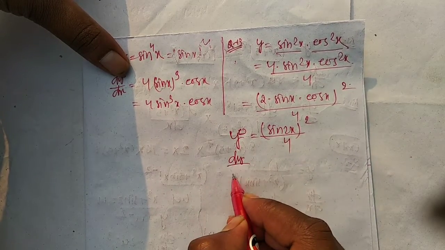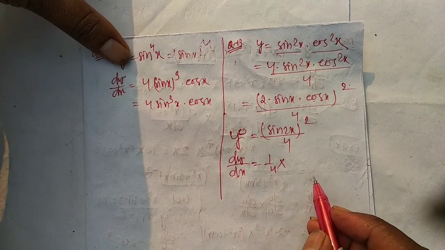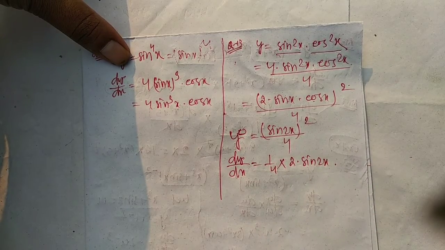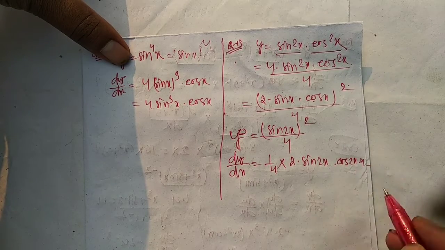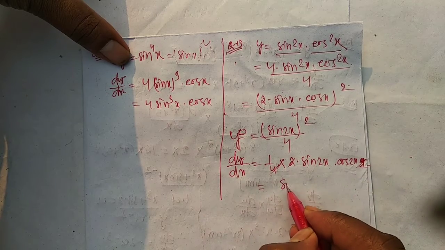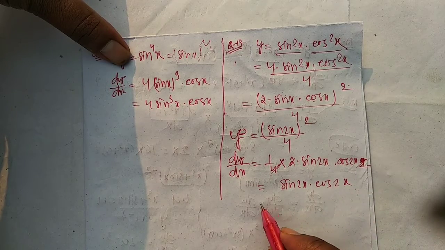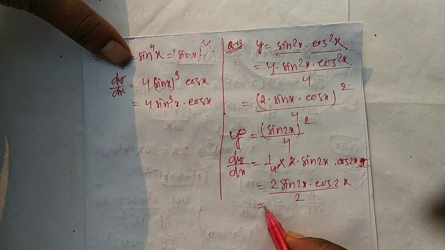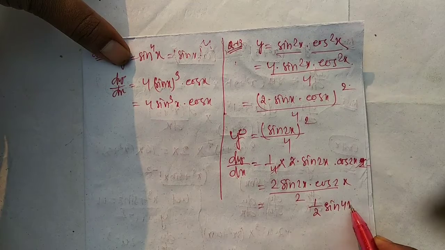Then dy by dx will be how much? 1 by 4 will be taken outside as a constant. 2 sin 2x into the derivative of sin 2x, that is cos 2x. Again the derivative of 2x, 2. So the answer will be, this thing cancels out, sin 2x into cos 2x. This much will be the answer. Just multiply 2 and divide 2. So the answer will be 1 by 2 sin 4x.